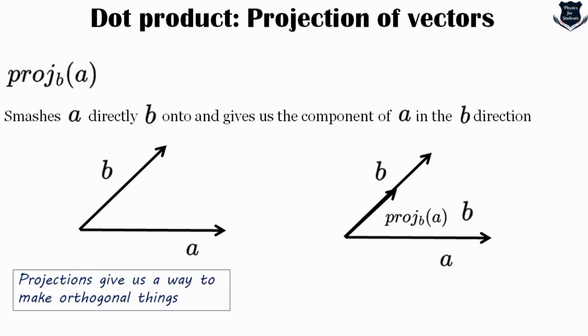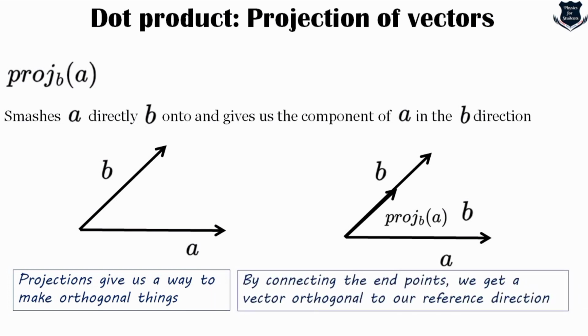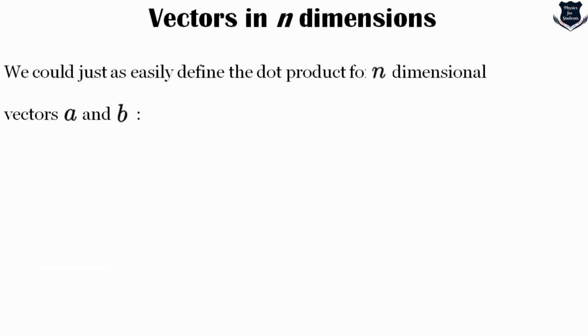So what is the utility? The utility is that the projection gives us a way to make orthogonal things, which is not the subject of this video. Just understand that by connecting the endpoints, we get a vector orthogonal to our reference direction. This is why the projection of vectors is important: we are trying to take the dot product and find out whether we can get a vector instead of a scalar.